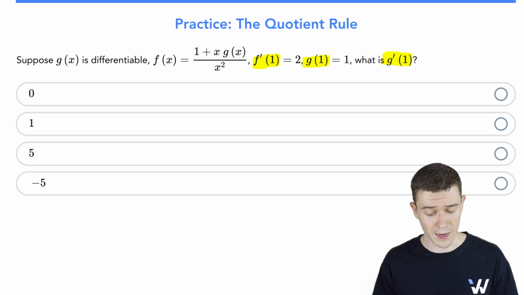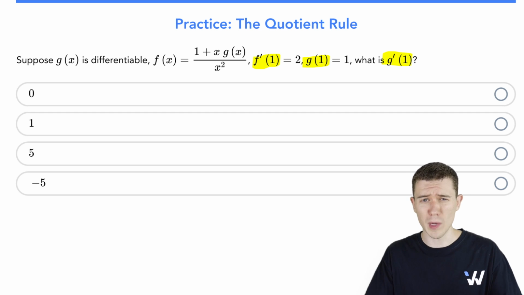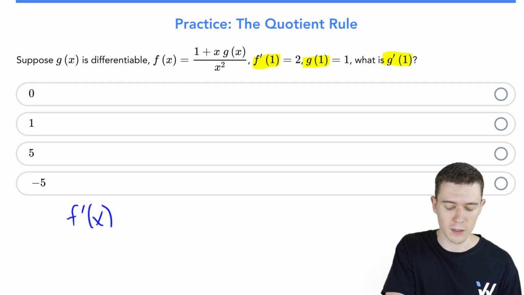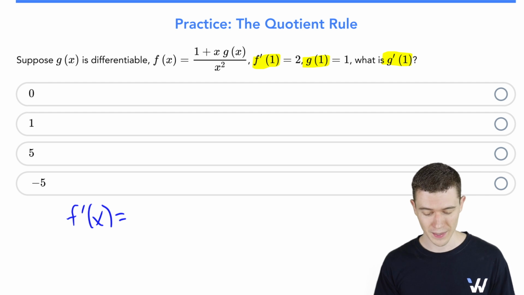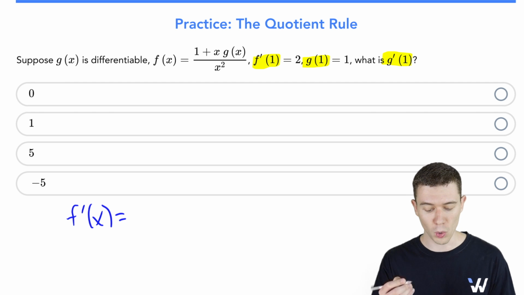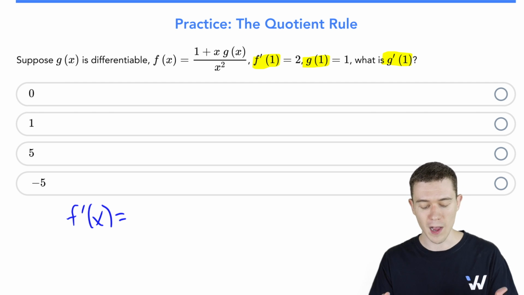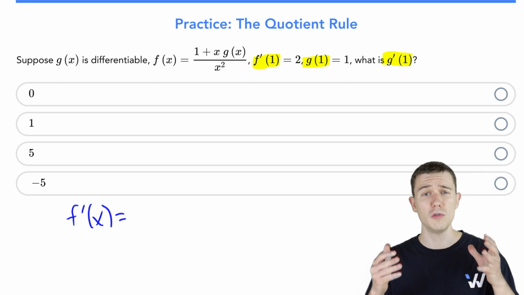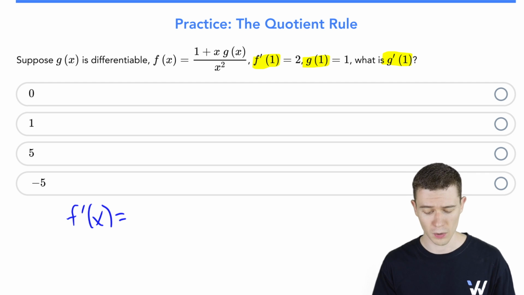So on the left-hand side, it's just f of x. What's the derivative of f of x? Well, it's f prime of x. I don't know what it is, so I'll just call it what it is. The right-hand side is a quotient rule. We have 1 plus x g of x on top. We have x squared on the bottom. Let's go ahead and use that quotient rule, low d high minus high d low.